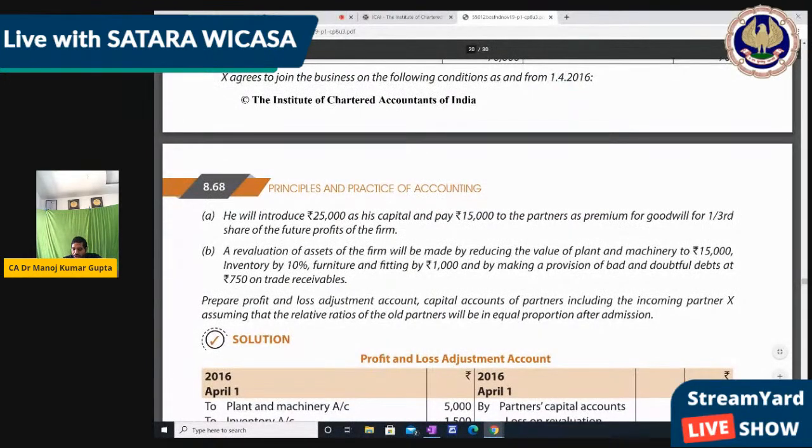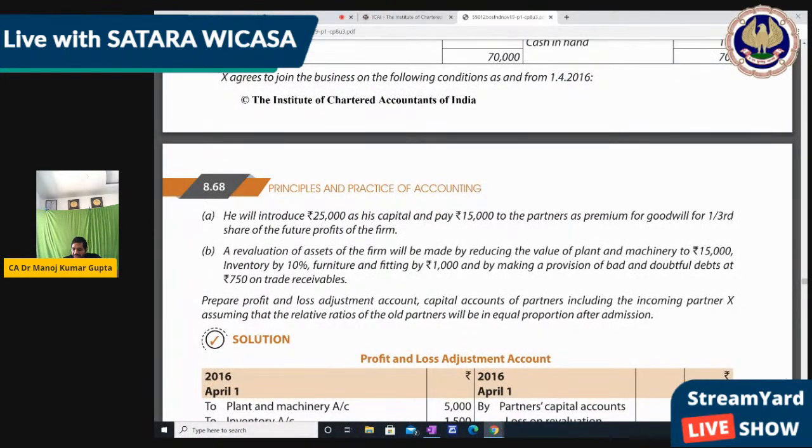He will introduce 25,000 as his capital and pay 15,000 to the partners as premium for goodwill for 1/3 share of the future profit of the firm. So it is the same as question number 6, right? The adjustment: he introduces 25,000 for capital and 15,000 for premium of goodwill, for 1/3. That means we can calculate the total goodwill also.